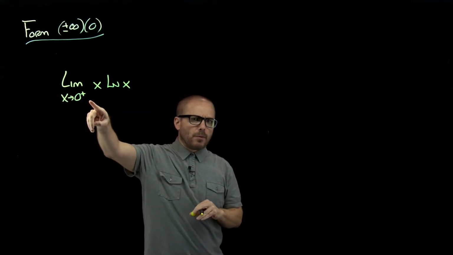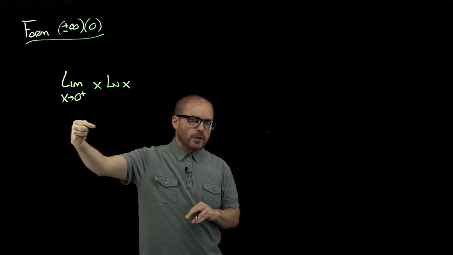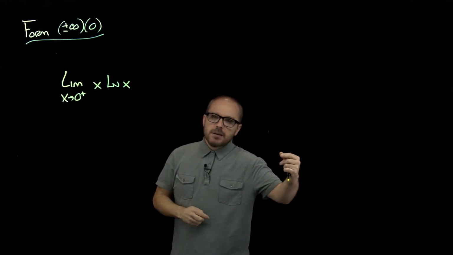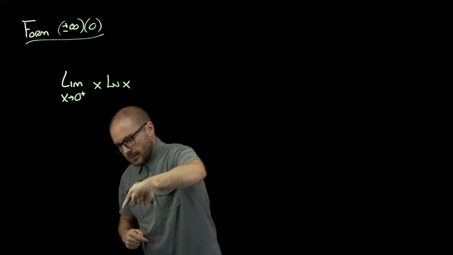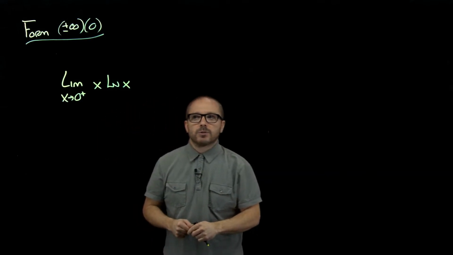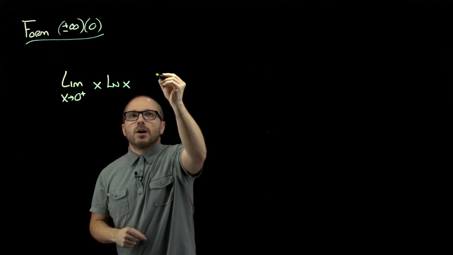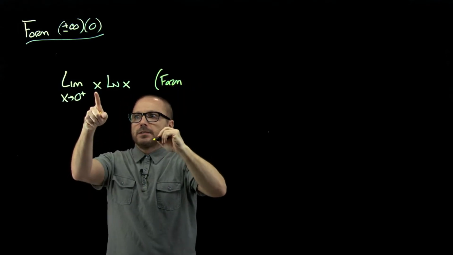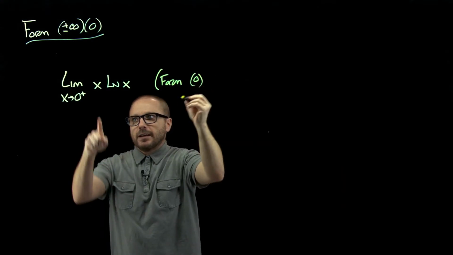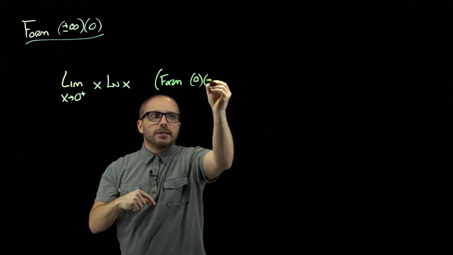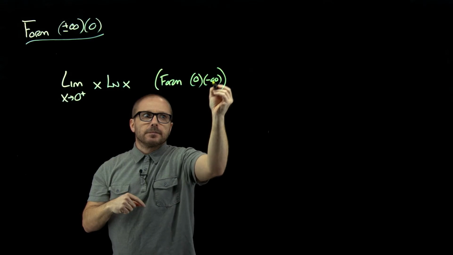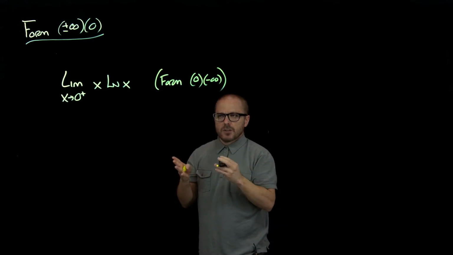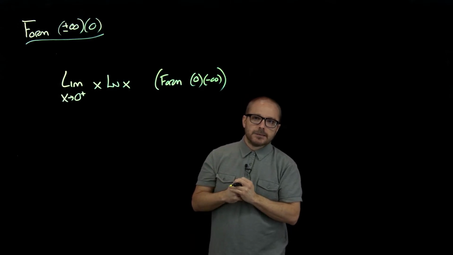And I'm approaching from the right because it doesn't make any sense otherwise, right? Natural log is only defined on the right-hand side. But remember, as you come in from the right on natural log, you go down to negative infinity. So the form here is 0, because x is headed to 0, times negative infinity. So we aren't sure just by looking at it what that limit is.